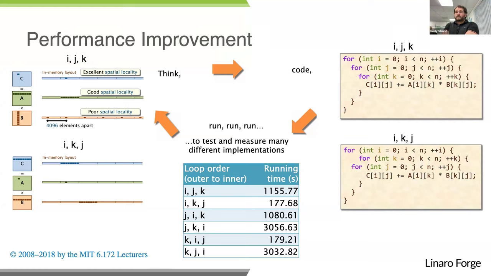So this is some code, and you can see if you're doing a matrix multiplication, depending on the order of it, if you try a few things out, you can try the for loop as IJK, you can try it as IKJ, etc. You can see the runtime here could have a significant impact. With the worst case, it's running 1,155 seconds, and in the best case, when you've tried a few things out, it's running in 177 seconds. And the main reason for this is to do with spatial locality.